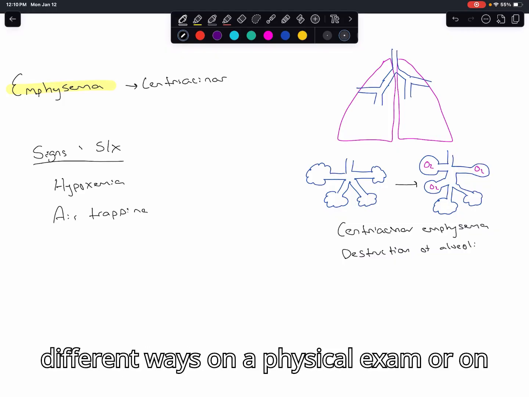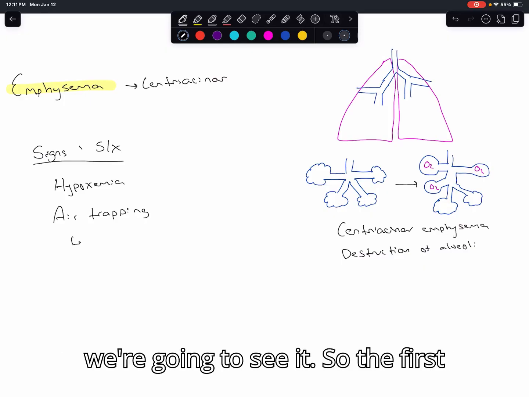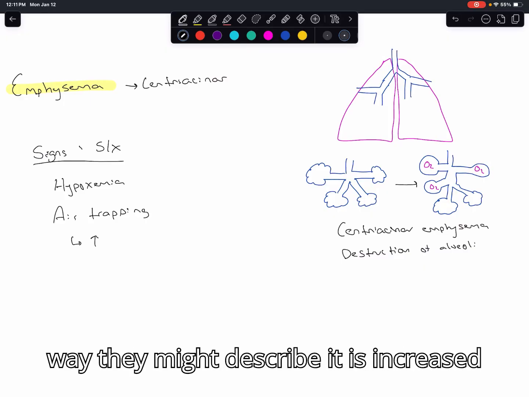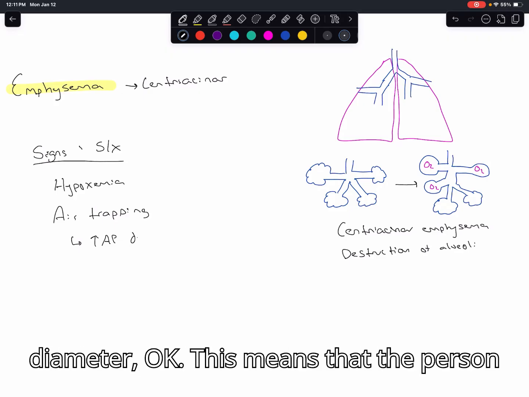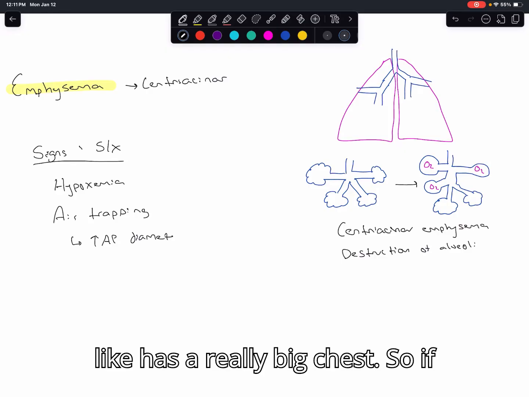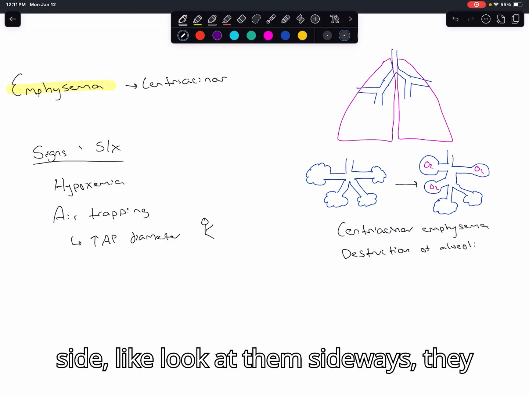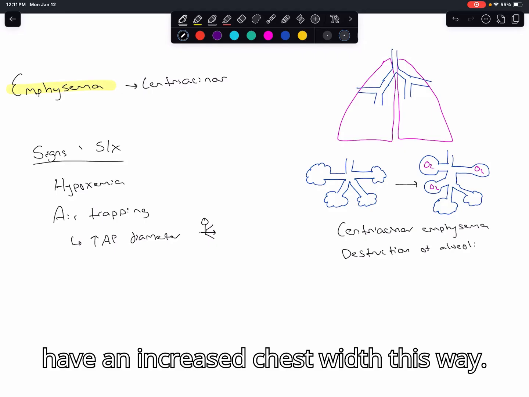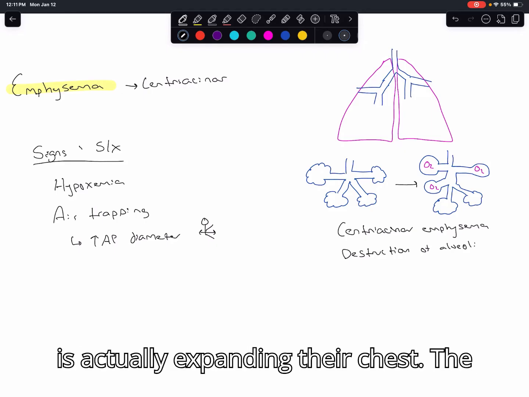And this shows up a few different ways on a physical exam or on some different tests. The first way that they might describe it is increased AP diameter, increased anterior-posterior diameter, okay? This means that the person has a really big chest. So if we were to look at someone from the side, they have an increased chest width this way. That's from air trapping, so the air is actually expanding their chest.